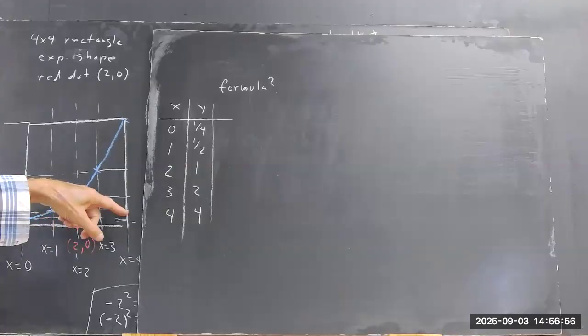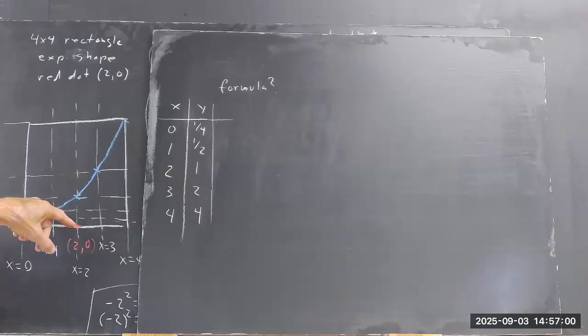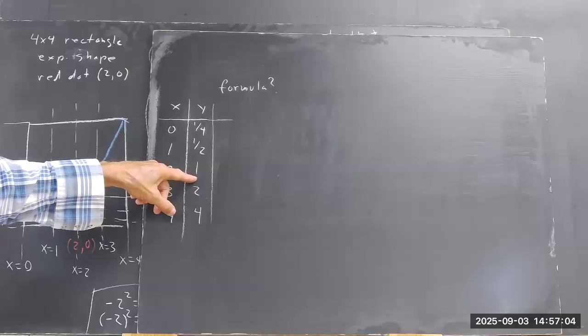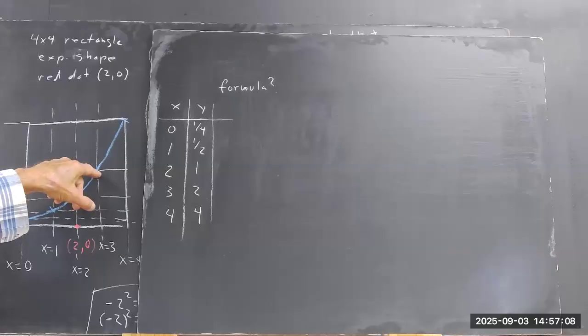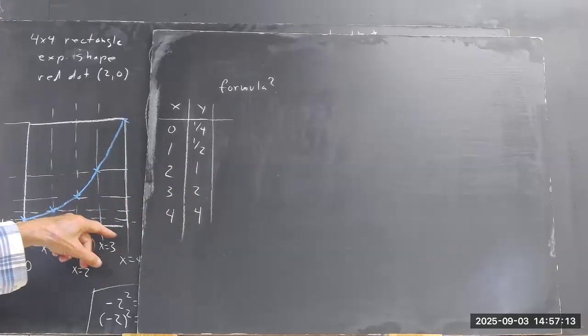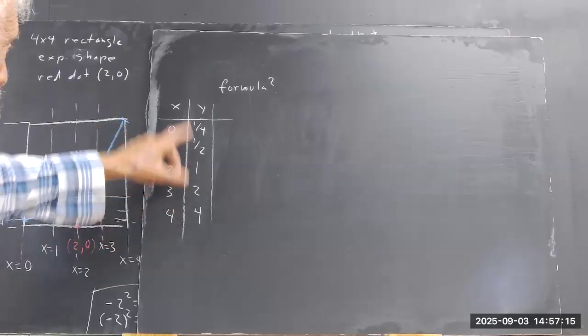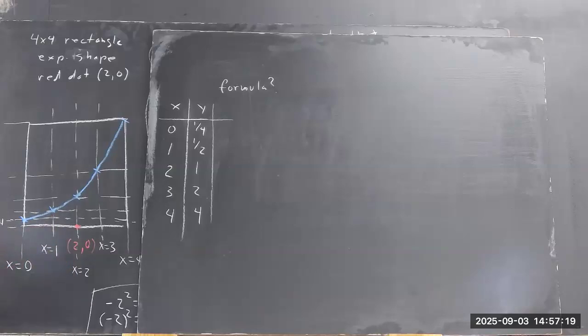When x is 1, we're on this line, which is the y equals 1/2 line. Sorry, when x equals 2, we're on the y equals 1 line. When x equals 3, we're on the y equals 2 line. When x equals 4, we're on the y equals 4 line. So there is a table for the graph that we just constructed.